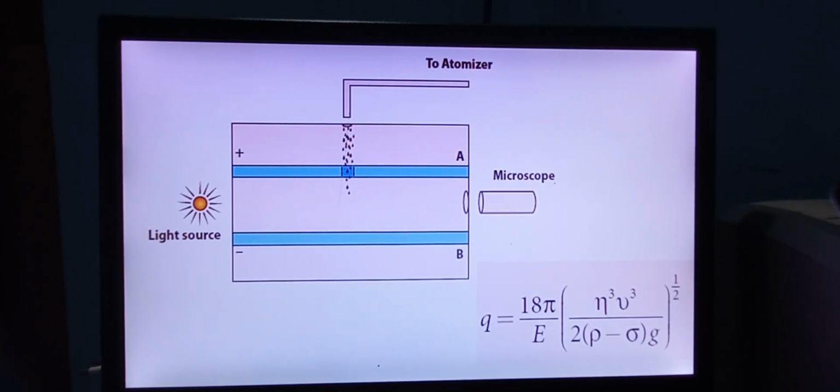Next, Millikan oil drop experiment. So light source, atomizer and microscope are having positive and negative charge. The formula will be q will be equal to 18π by E, η cubed ν cubed divided by 2 into (ρ minus σ) into g, whole power 1 by 2.